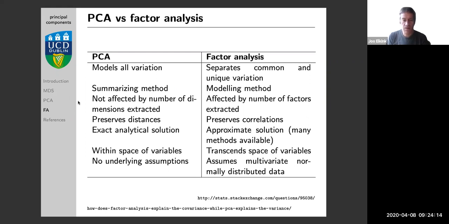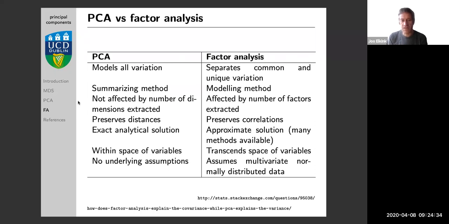So PCA is used more commonly for visualization or for reducing the complexity of the data before we continue with other methods. Factor analysis is more used as a model to try to understand the data, to interpret the data, for example, in psychological tests.